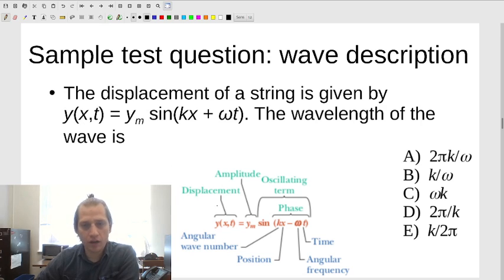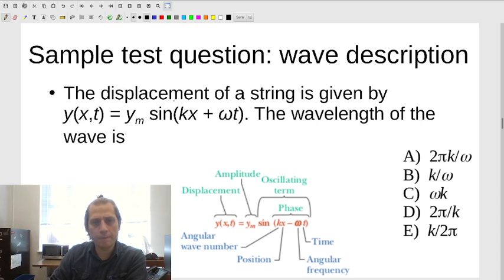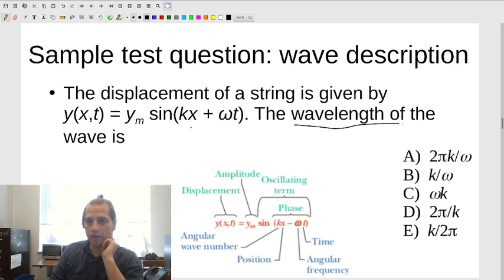All right, now part of it is just understanding the math. One of the questions I've given you on your review is: the displacement of a string is given by y equals ym, that's your amplitude, times sine of (kx plus omega t). Now notice this is a little bit different from the expression here. What does this mean? Well, the fact that it's different means that this is a wave traveling in the minus x direction rather than the plus x direction. Okay, but that's not what the question is asking. It asks the wavelength of the wave.